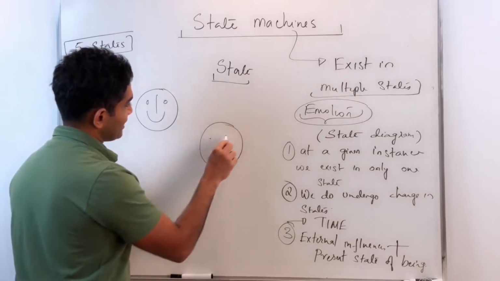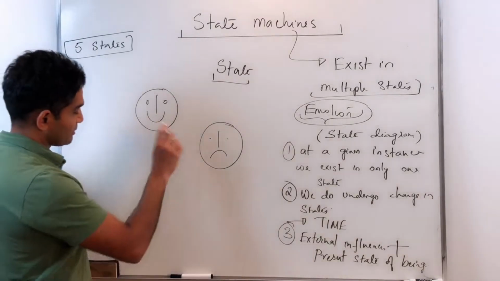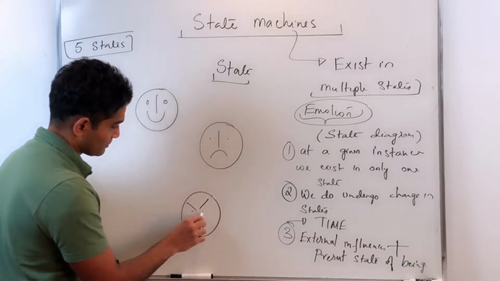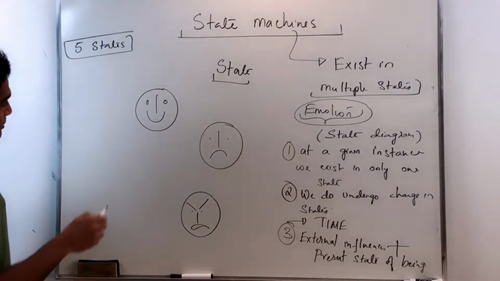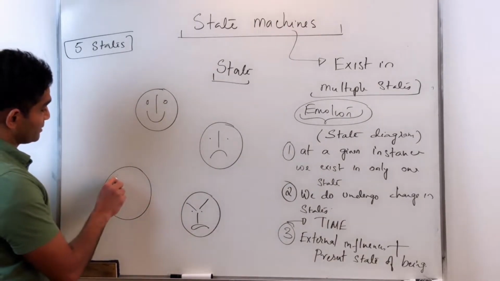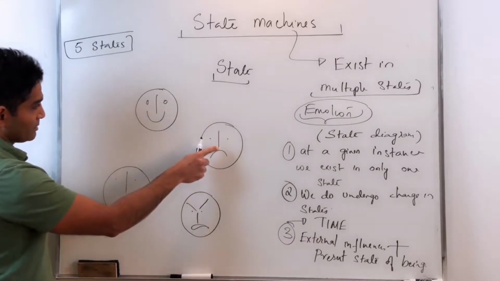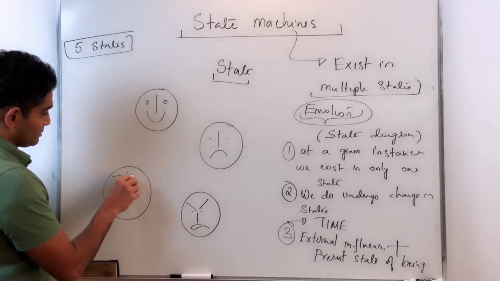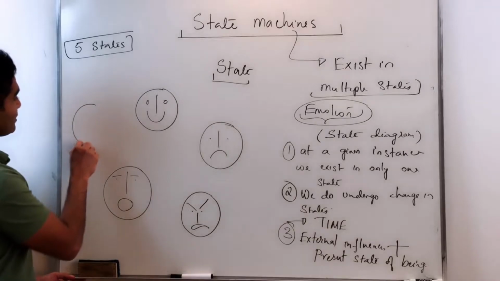Then I have a sad state. That's easy. All right. And the third state was the angry state. Okay, that's my angry state. Fourth state was, what was that? Then we had the scared state. Right? That's the scared state. And then finally we have the calm state.